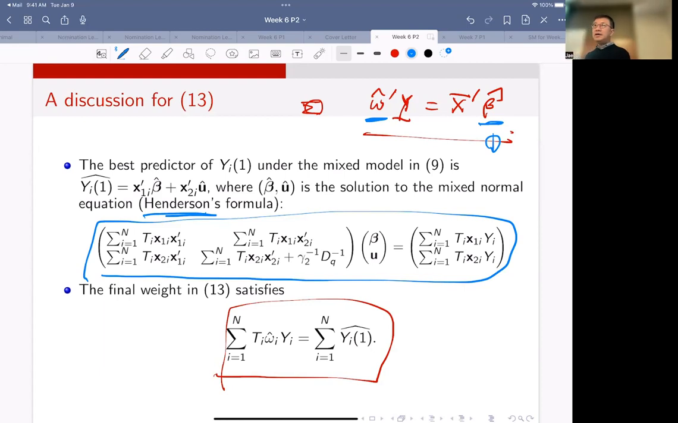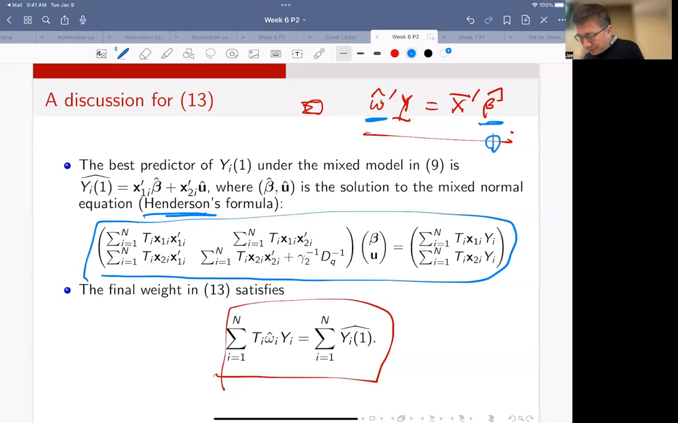Does it look familiar, or is it totally new? It should have been covered in 511, right? No? Raise your hand. Are you familiar with the Henderson formula? Mixed effect. Nobody? You've probably heard of it. So where did you get this? Mixed effect, right? 510, right? It should be.